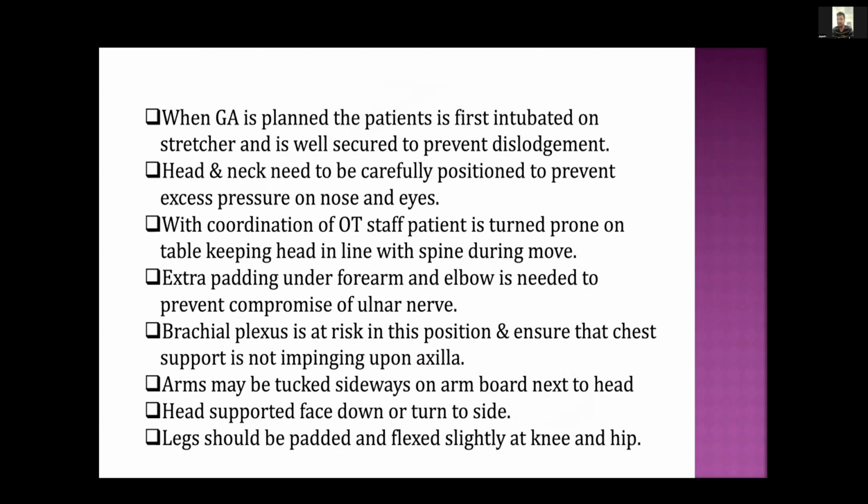Head and neck need to be carefully positioned to prevent excess pressure on nose and eyes. With coordinated work with OT staff, the patient is turned prone on the table, keeping the head in line with the spine during the movement. Extra padding is placed under the forearm and elbow. The brachial plexus is at risk in this position, so ensure that chest support is not impinging into the axilla. Arms may be tucked sideways on an armboard or placed next to the head. The head is supported face down or turned to the side, and extra padding should be kept under the legs, with hip and knee in a slightly flexed position.